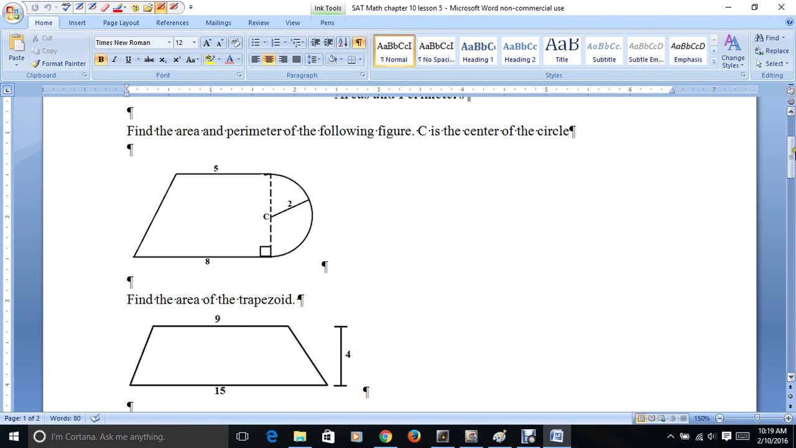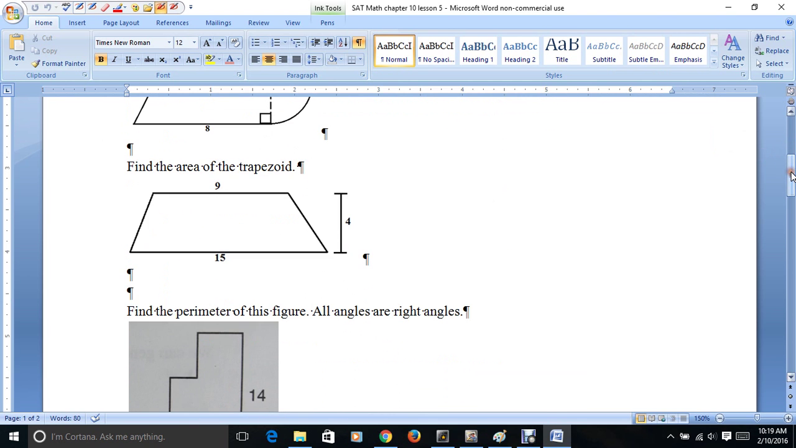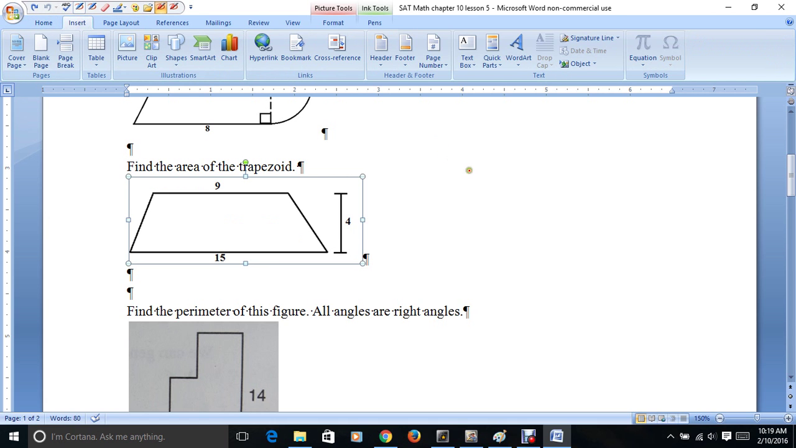Okay, now we have a trapezoid. To find the area of a trapezoid, what you basically do is you take 1/2 times the height, and then you multiply that by the sum of the bases. In a trapezoid, these horizontal sides, the sides that are parallel, are called bases. The reason that we do that is, if I could draw a straight line, let's see, can I do that? Insert a shape, a line.